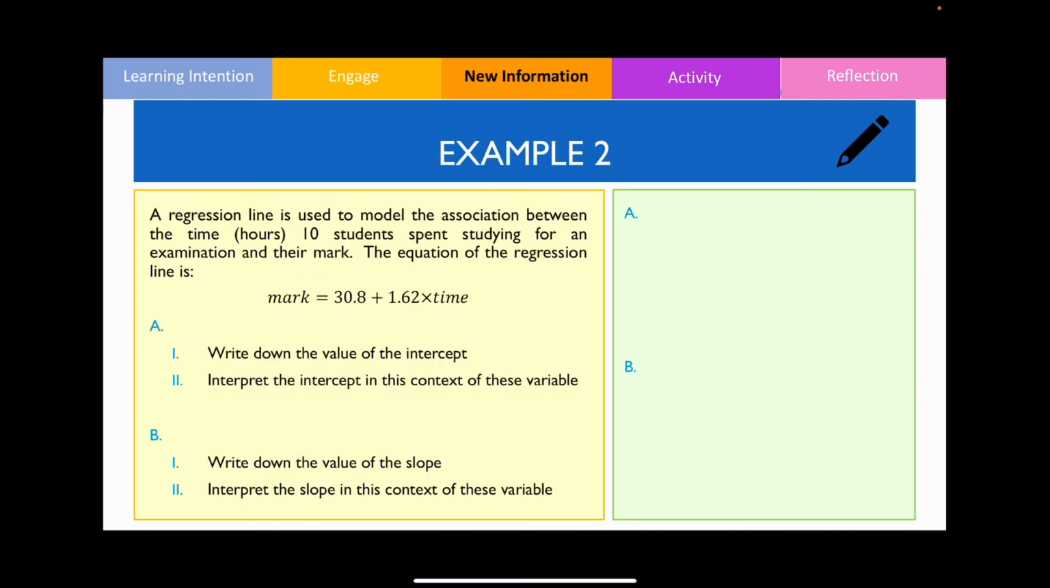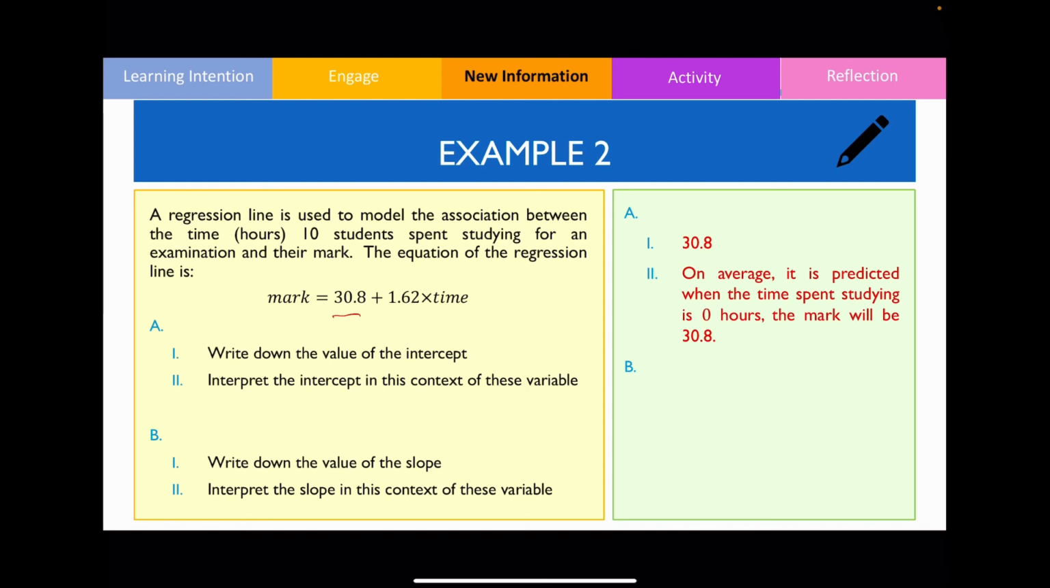Part A I of this question wants us to write down the value of our y-intercept. The value of our y-intercept is going to be equal to 30.8, and it also wants us to interpret the intercept in the context of these variables. So therefore, I will need to refer to my template to answer this question over here. Hence, my answer is going to be, on average, it is predicted that when the time spent studying is 0 hours, the mark will be equal to 30.8. Normally, you will have the unit for the response variable as well, but it doesn't say whether it's going to be marks or percentage, so therefore, you just leave it unitless in this example.